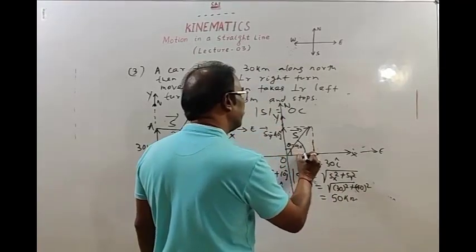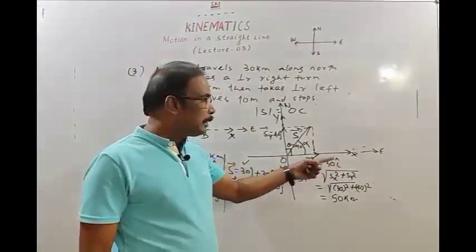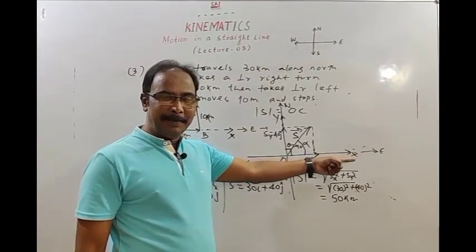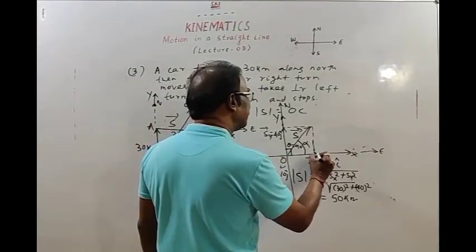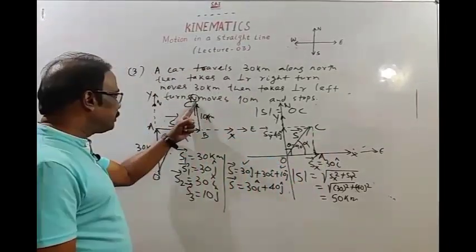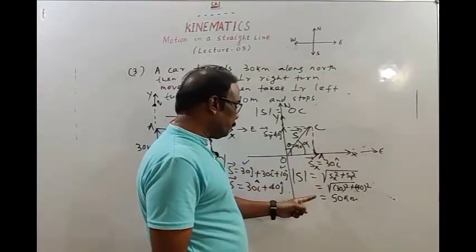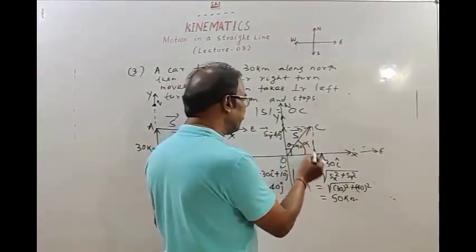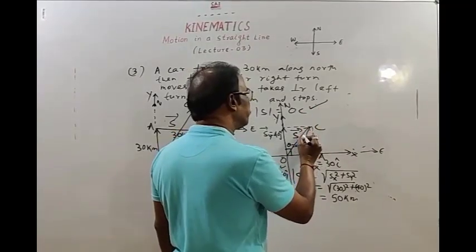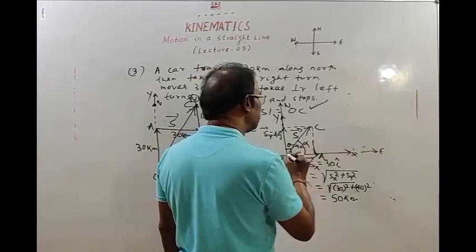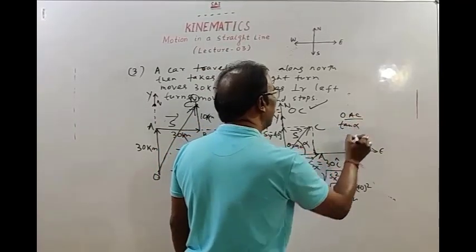Then direction. Let the resulting displacement make an angle alpha with the x-axis. Again, the x-axis is represented along east. So this point is O, then this is A, this is C. C is the final position, O is the initial position. Then displacement is OC, meaning the magnitude of displacement is the length of line OC, then direction. The resulting displacement makes an angle alpha with the x-axis. From the right angle triangle OAC, tan alpha.